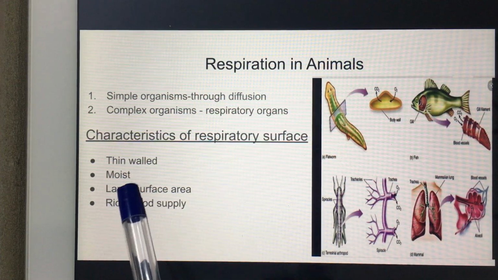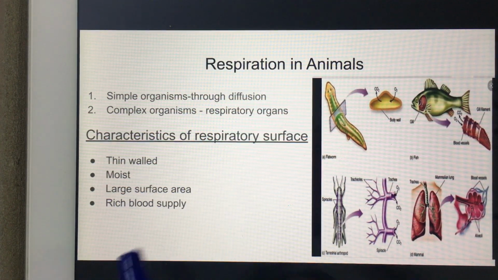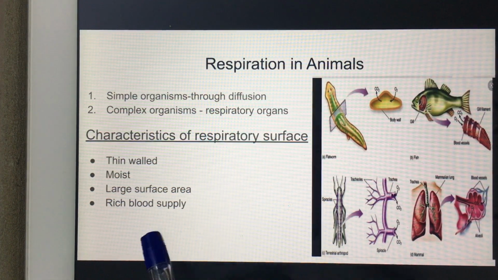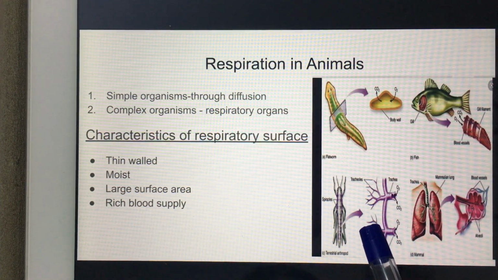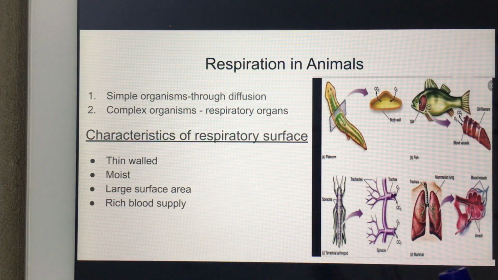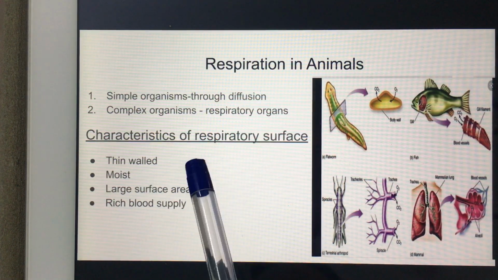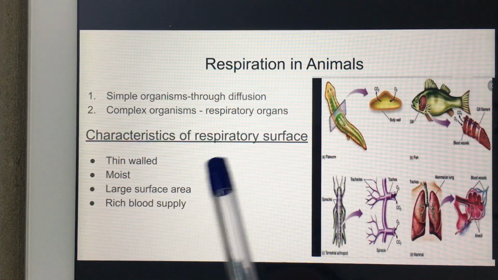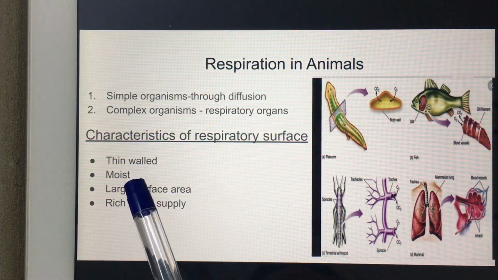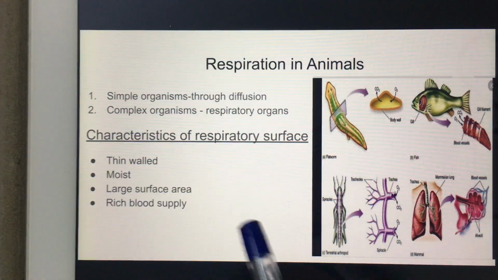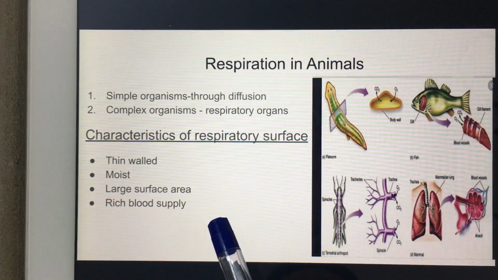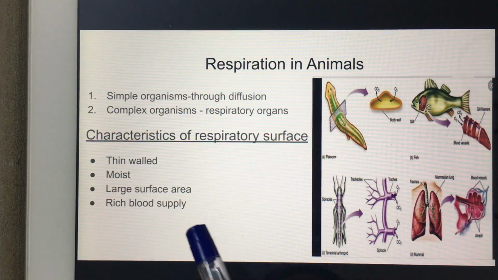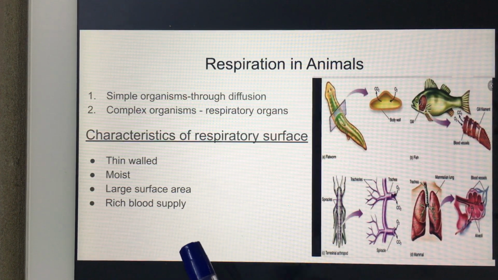They should be thin-walled, moist, have a large surface area, and have a rich blood supply, which we can see in gills, in lungs, and in trachea also. Thin-walled, so that diffusion and exchange of gases can take place easily. Moist, so that the gases get a medium to dissolve. Large surface area means the exchange rate will be more. Rich blood supply also ensures the exchange rate of gases is more.